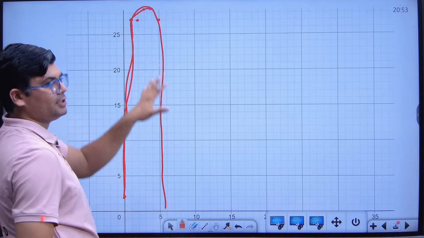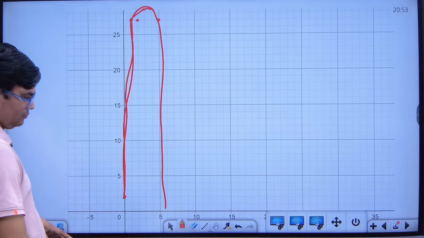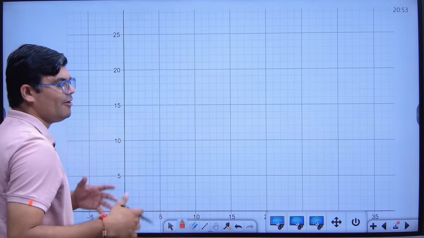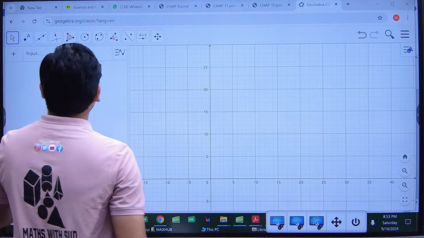The graph will be like this. Are you getting it? Yeah, reverse parabola. I mean, maximum point. So on the graph paper you can easily draw, and if you want I can make the graph as well. Let me show you the value of graph.